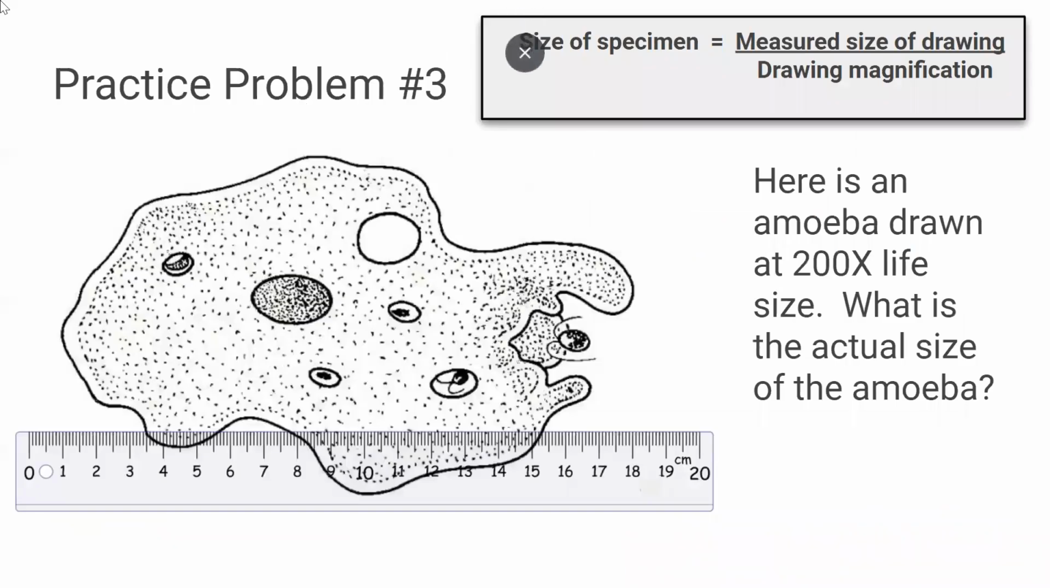So we are going to start by having this amoeba. Look how cute it is. It's eating something. Here's an amoeba drawn at 200 times life size. What is the actual size of the amoeba? So again, I know your ruler is not lined up necessarily, but we're going to figure out what is the measured size of the drawing.